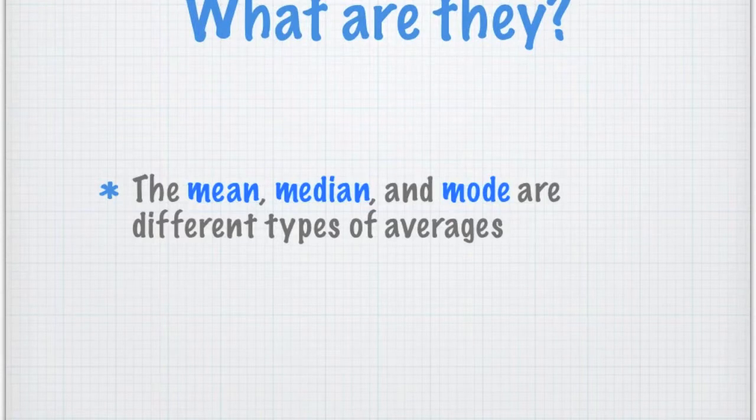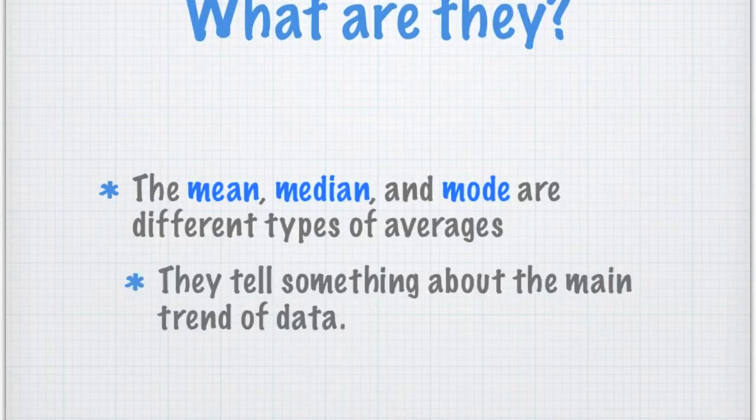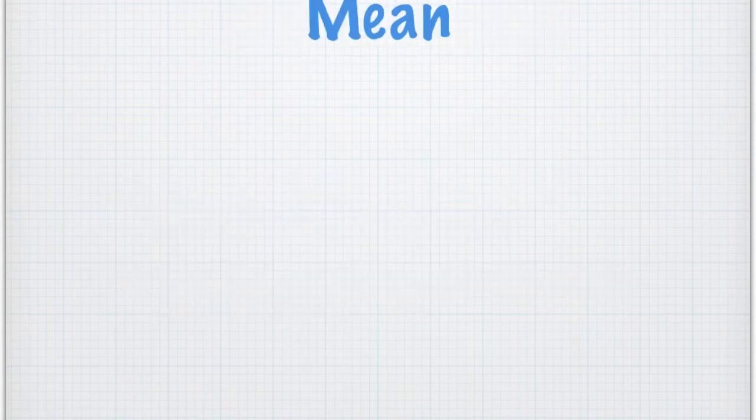The mean, median, and mode are different types of averages, and they're used for analyzing data. They're used to tell something about the main trend of the data. So you look at possibly the mean or the median or the mode, and you are able to extrapolate some information about the data itself. We're going to start by looking at the mean.